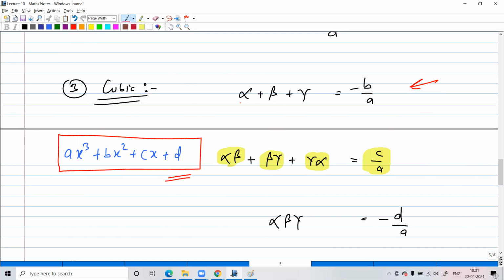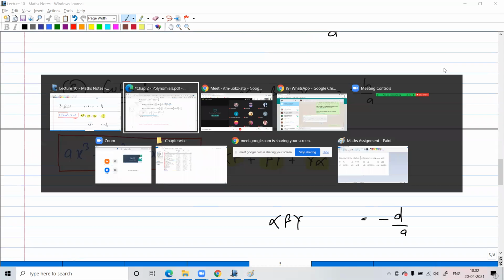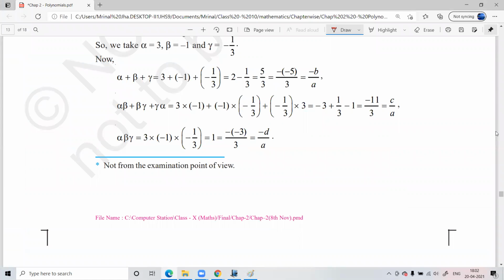You did B by A, the sum of the zeros taken one at a time, this one, two zeros taken together, and this one, three zeros, all of them at a time. So now this looks easier, right? After seeing the fourth degree polynomial. Yes. So that's the reason I showed it. Okay, fine. So I think now we have covered everything.